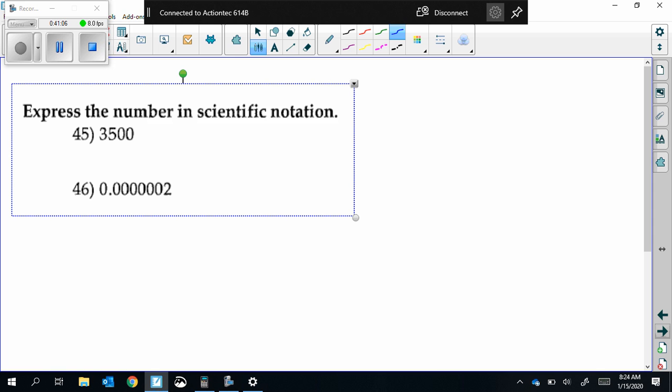Scientific notation. Number one thing to remember is that it's one digit, then the decimal, and then any other non-zero digits. So 3.5 is going to go to 3.5. Now, to move the decimal where it needs to go, from where it started, we had to move it 1, 2, 3 spots.